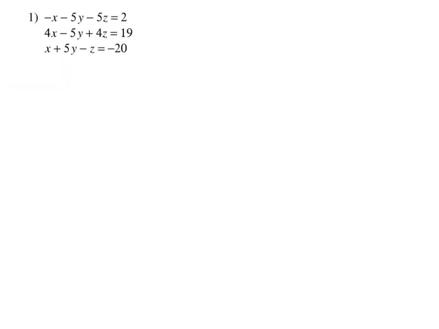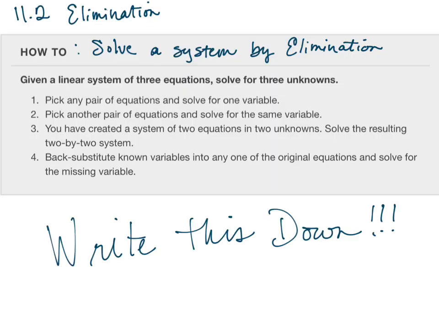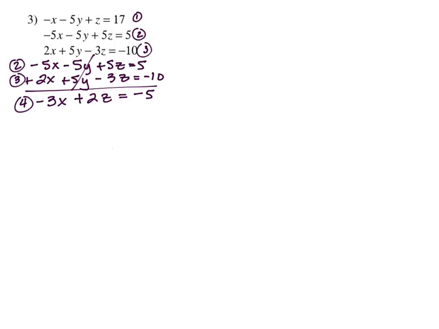Okay. I'm going to quickly go back to our how-to stuff. The first how-to thing says, pick any pair of equations and solve for one variable. Pick another pair of equations and solve for the same variable. So we need to pick another pair of equations here that would allow us to cancel that same variable. 1 and 3. If we pick 1 and 3 and we stack those and add those, we will be able to cancel the same variable.